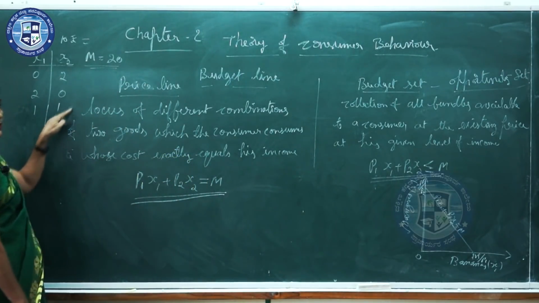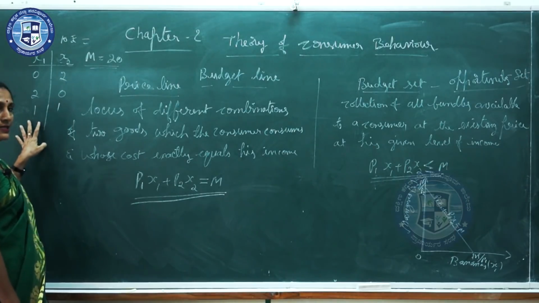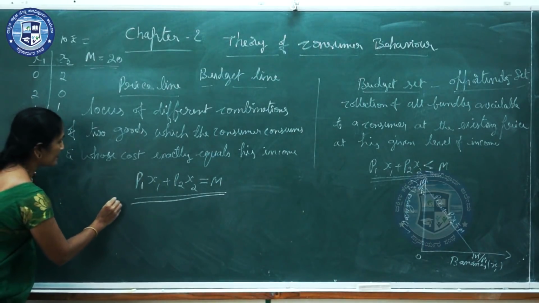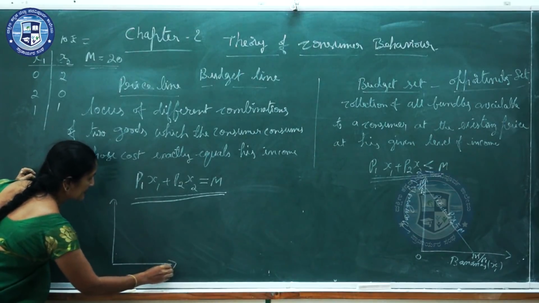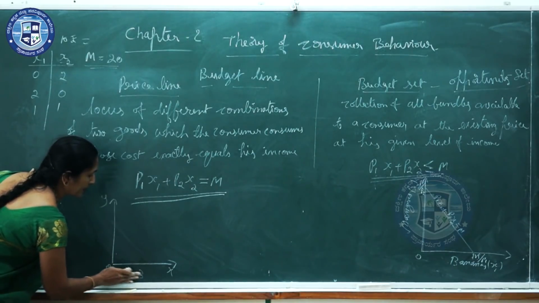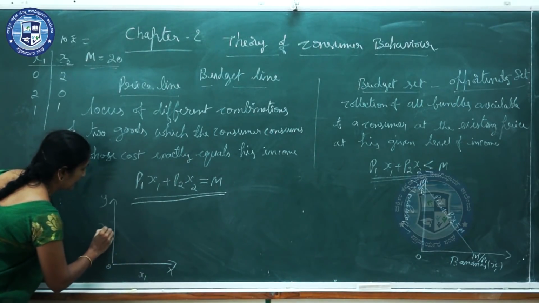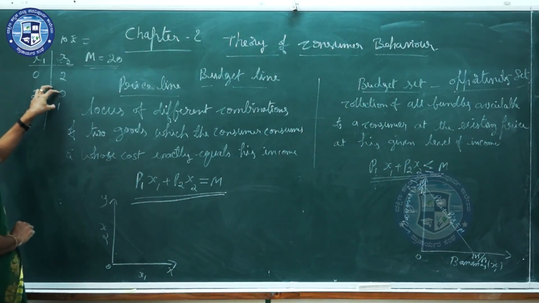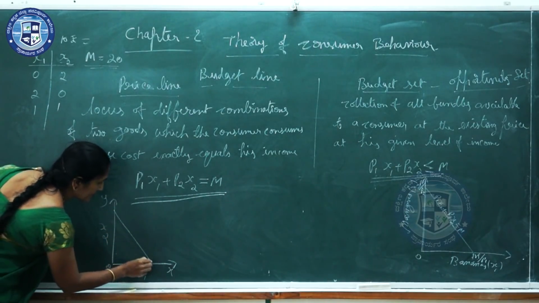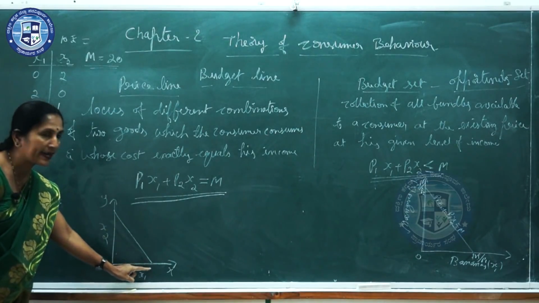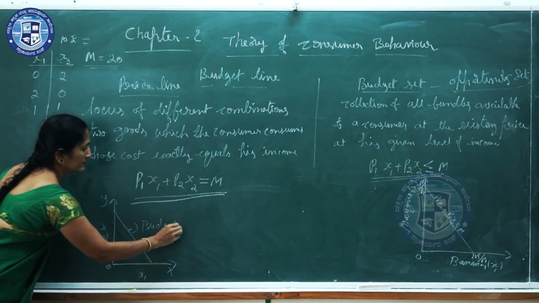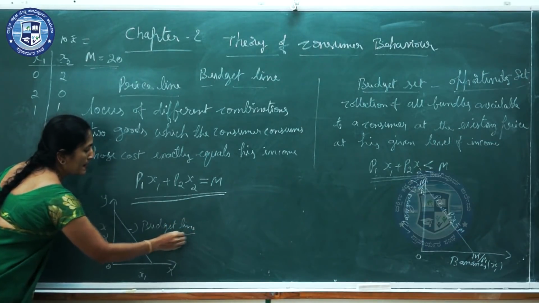When these three bundles are graphically represented, we will get a straight line. We take the OX axis and OY axis. Here it is bananas, or we can write commodity x1, then commodity x2. The three different combinations are graphically represented here, and we will get a downward sloping straight line. This line is called a budget line.